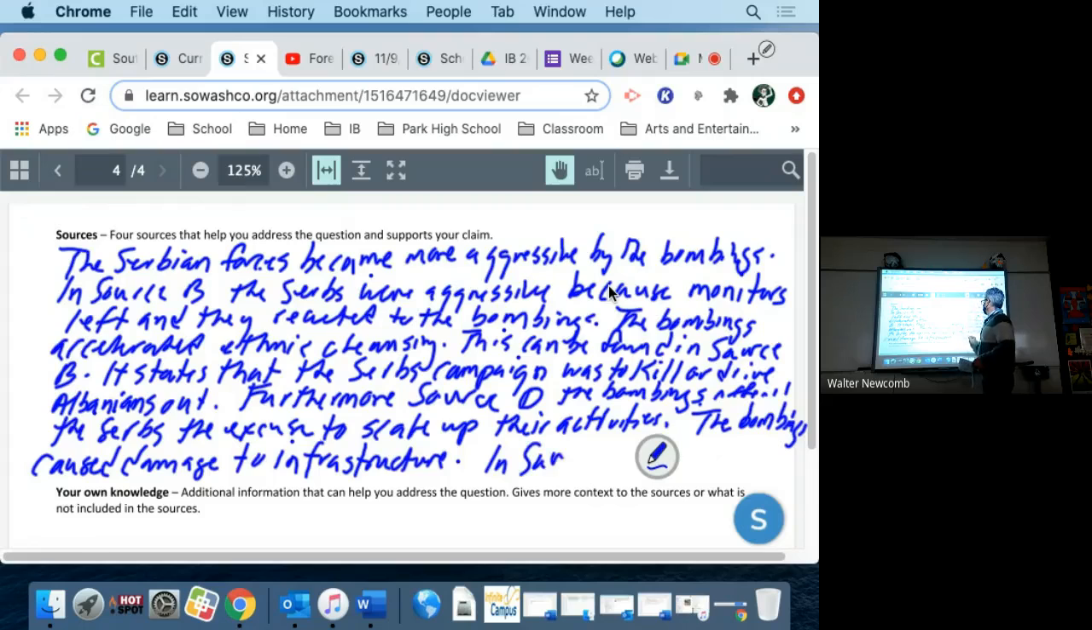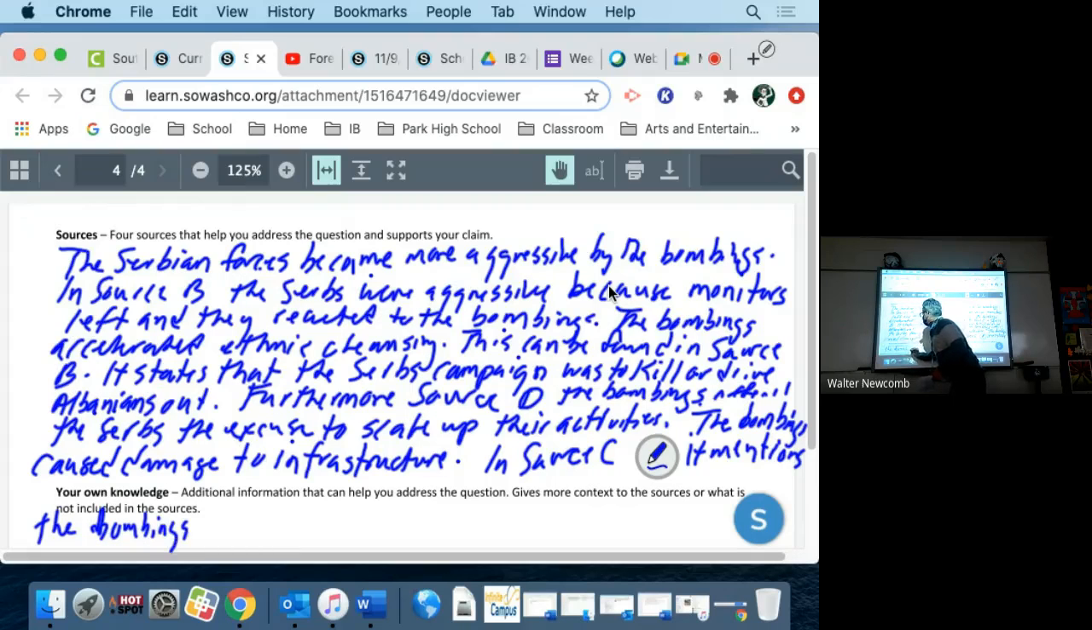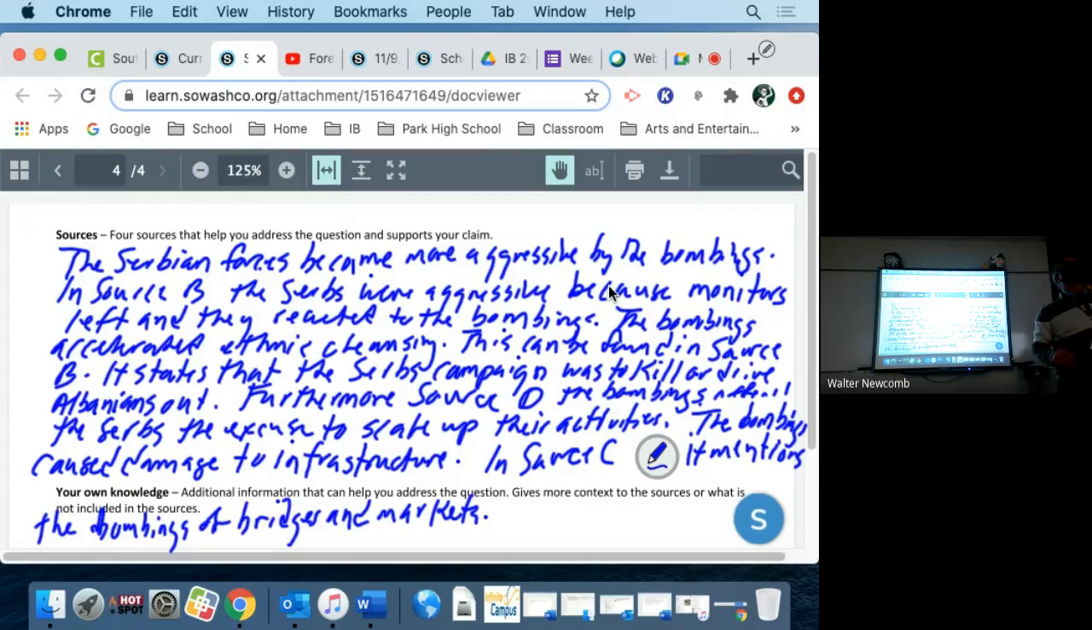In source C, it mentions the bombings of bridges and markets. And in source E, it talks about the questionable weapons being used that causes damage. All right, so that's how we can use all that stuff in there as well.